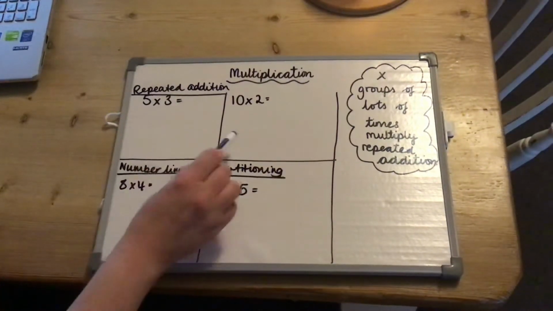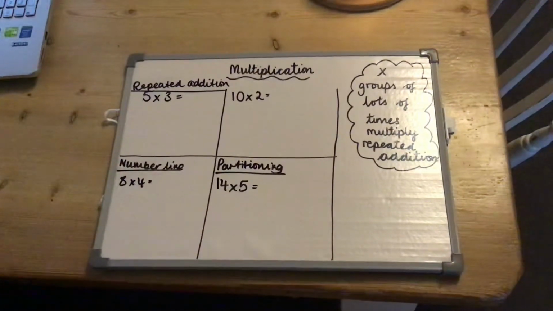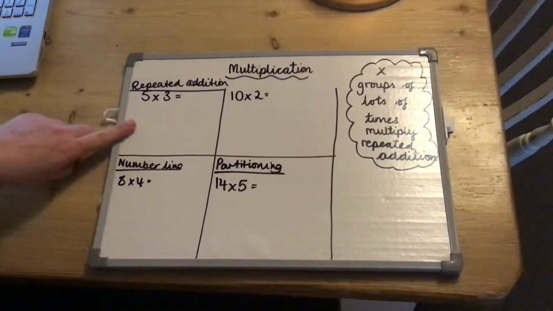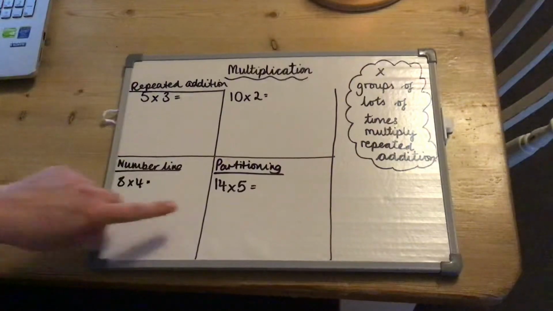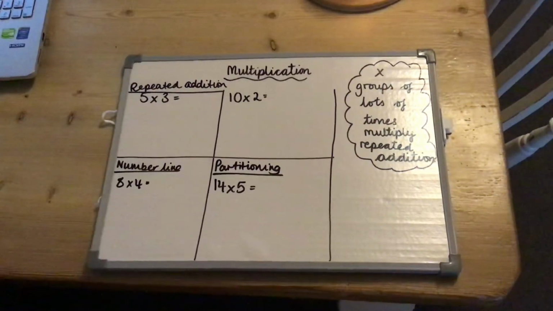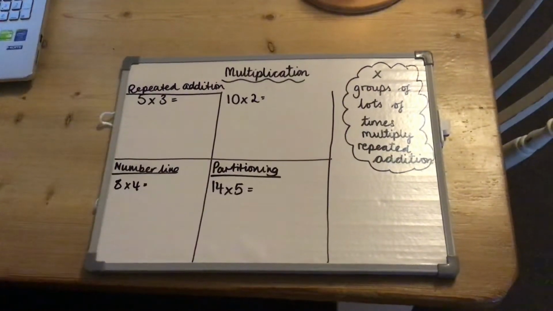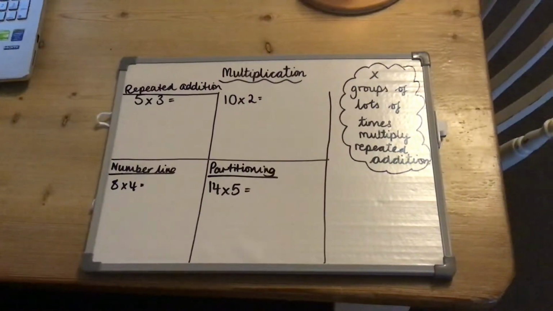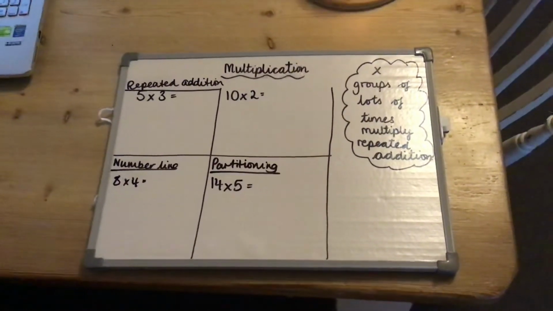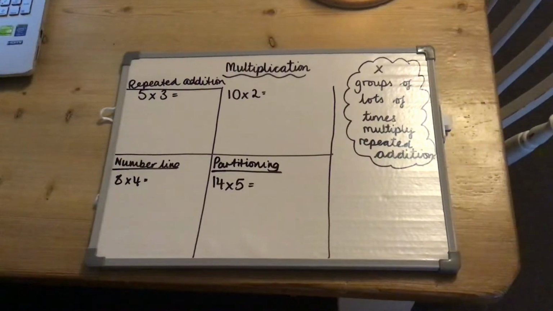And over here I've got 4 examples of number sentences and I'm going to talk through the different methods that we're going to look at today, and you can choose at the end of the video which method you're most comfortable with when you're solving your problems. So first of all, we've got repeated addition.